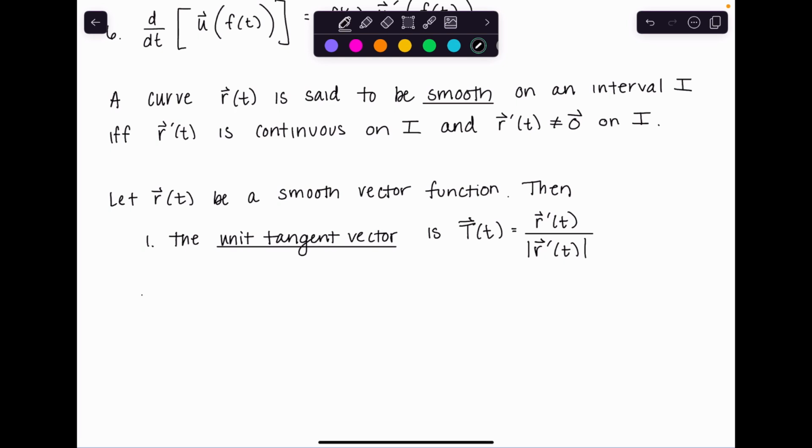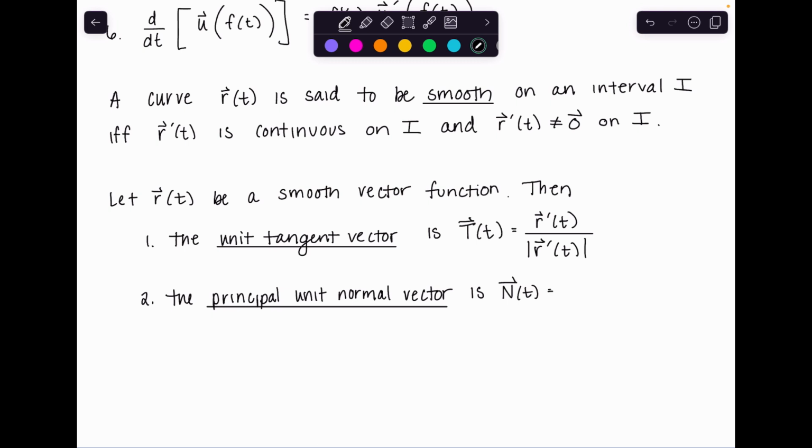Then our next important vector is the principal unit normal vector. And that's given by N of t. You're going to go ahead and take the derivative of the unit tangent vector. You are not guaranteed that its derivative is going to be unit. So to make it unit, we go ahead and divide by magnitude.